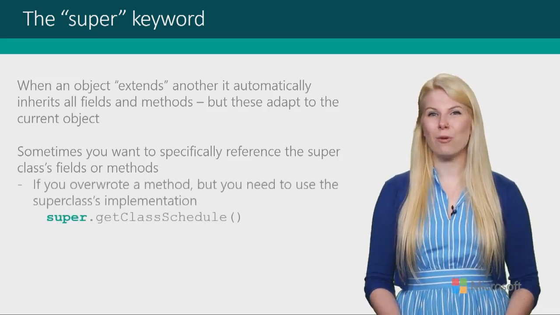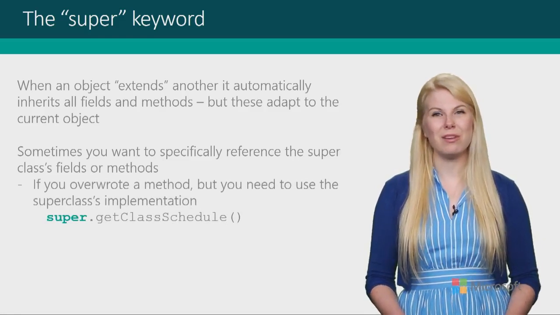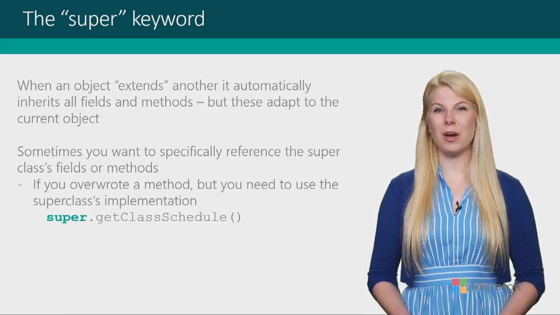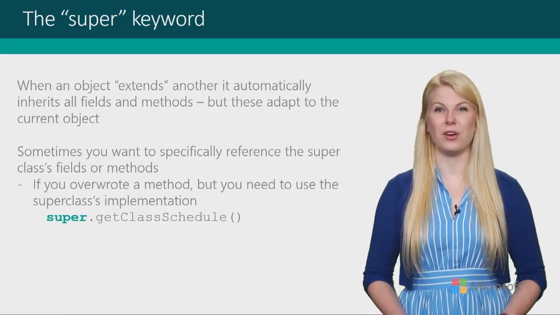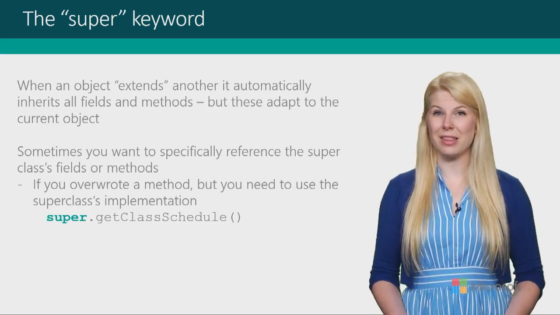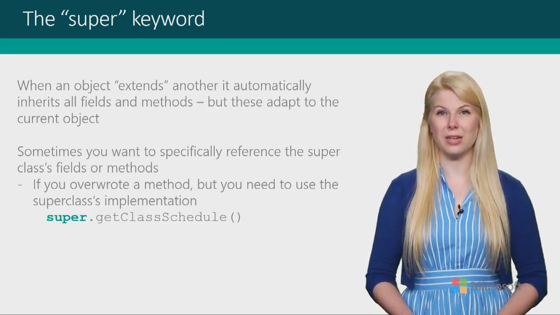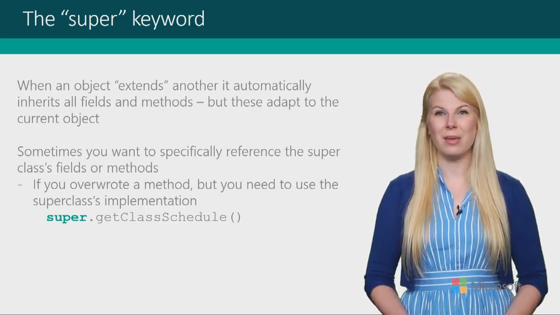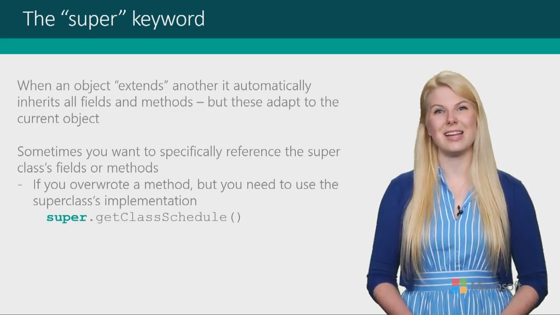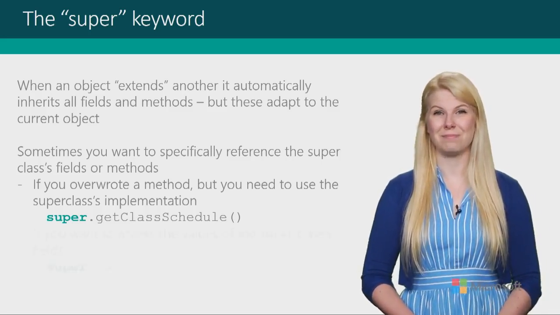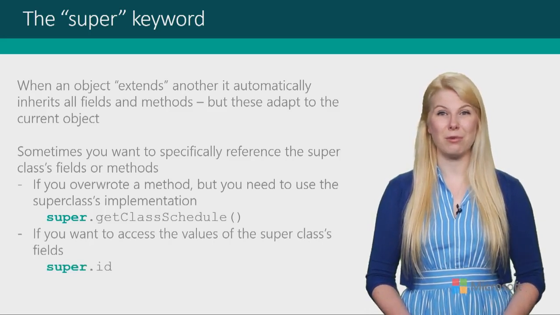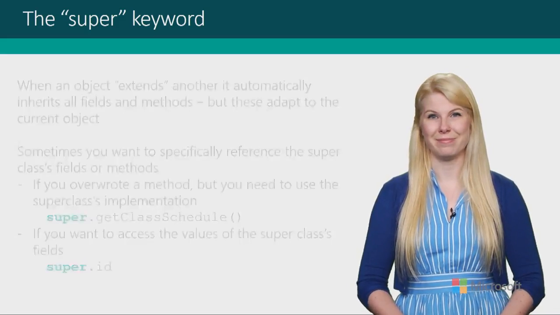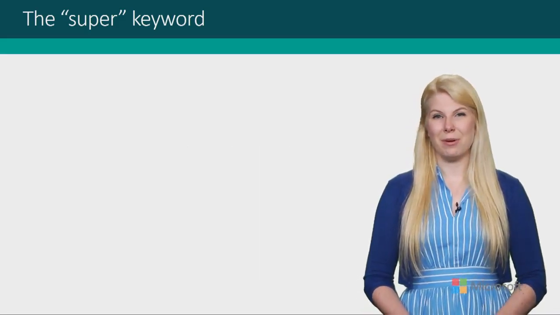Let's say you're overriding a method, but you don't want to forget how your superclass implemented it. Well, if you want to use your superclass's version of an overridden method, or really of any method, you simply put super dot and then the method name. Then it's going to look one level up to whatever you inherit from and use that implementation of the method instead of whatever is contained within your class. You can actually do the same thing with fields. Super dot field name accesses your super's fields.